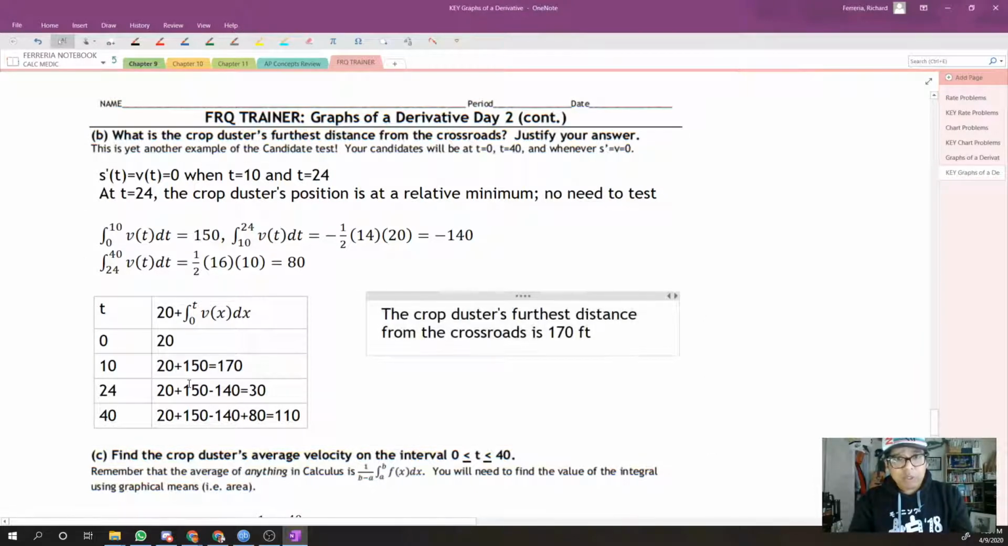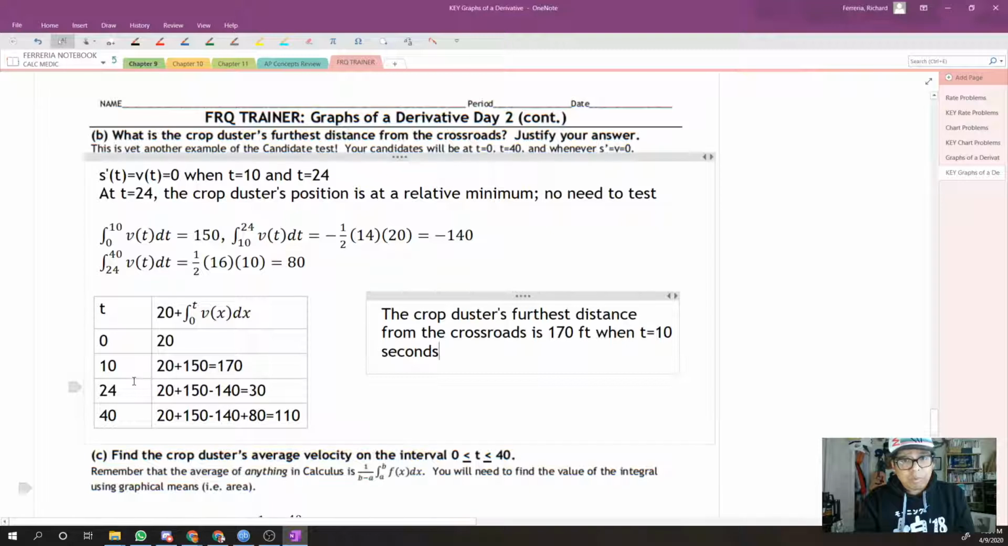Our summary should be, the crop duster's furthest distance from the crossroads is 170 feet. And if you want, you could say when t equals 10 seconds. Although that's definitely not necessary. No one's asking for that in the question. Did we justify our answer? And yeah, we did. We showed a lot of sound math here.